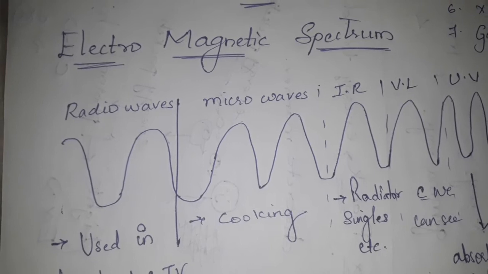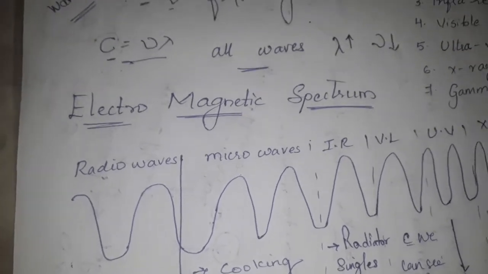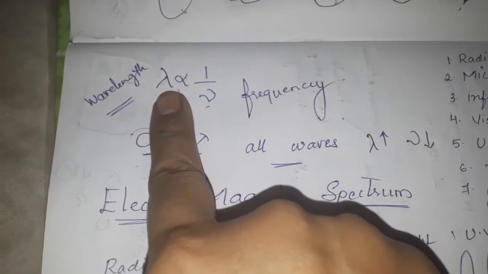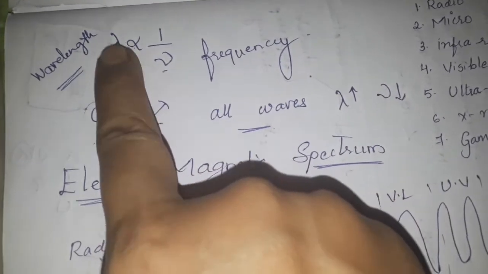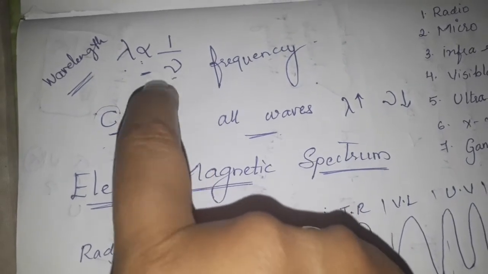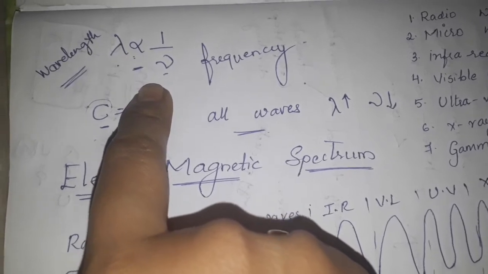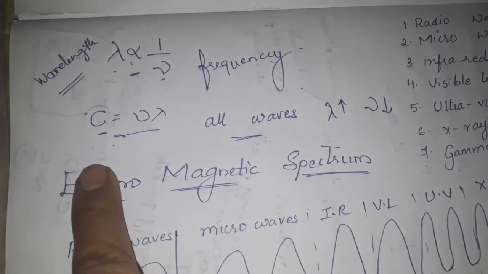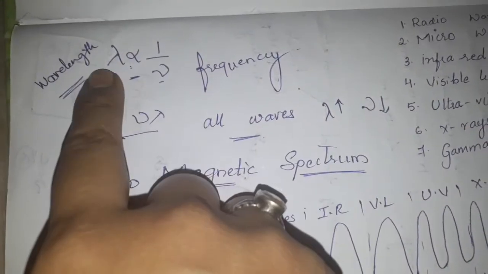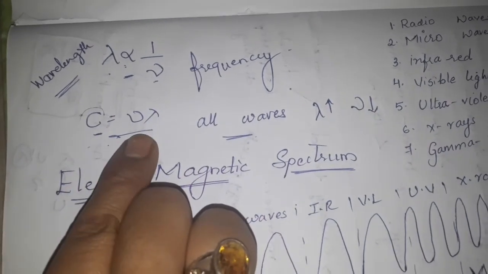So we have learned about wavelength. Wavelength is denoted by lambda. And frequency is denoted by nu. So there is no confusion, I hope. Now, the relationship between lambda and nu is c equals nu lambda.